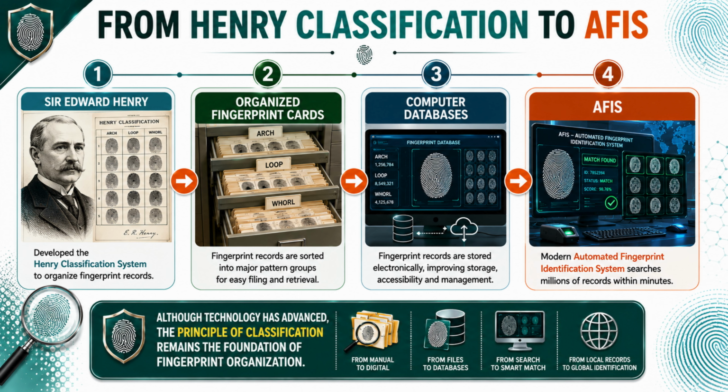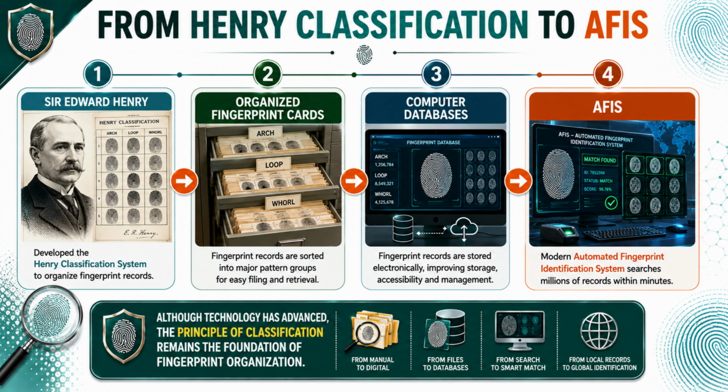Computers also organize and search fingerprint records based on similar principles before performing detailed comparison. Today, fingerprint identification has become much faster because of automated fingerprint identification system. Instead of manually searching cabinets filled with fingerprint cards, investigators simply scan the fingerprint into the computer. The software first analyzes the overall fingerprint pattern.